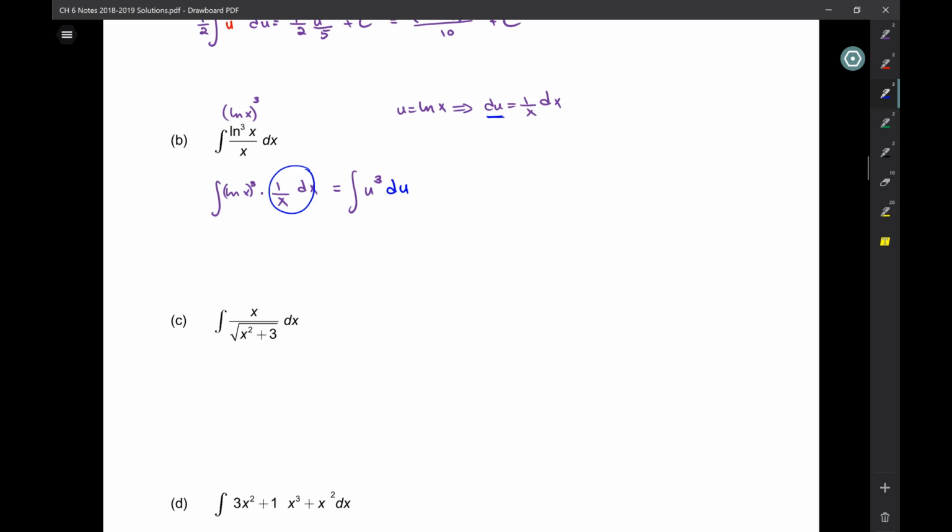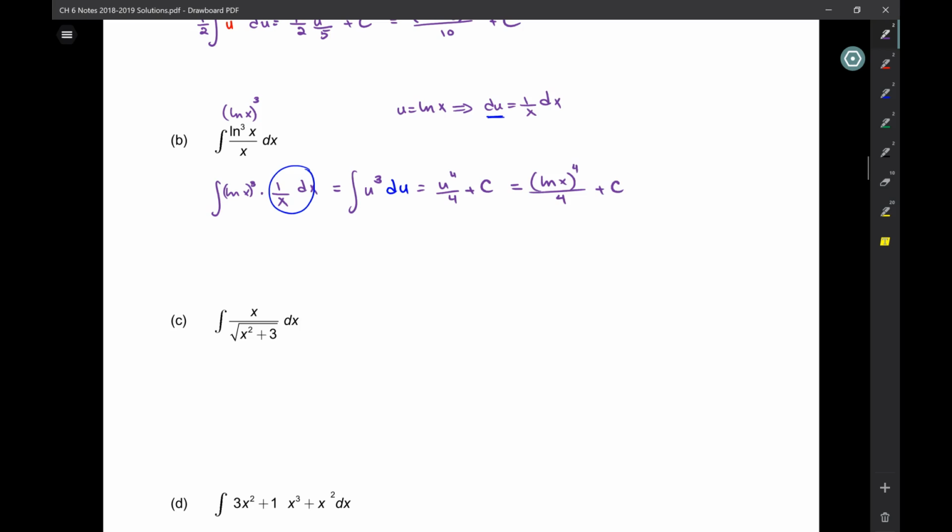Okay. So now this is u to the 4 over 4 plus c. And then, okay, so here you can write ln of x in parentheses to the 4 over 4 plus c, or you could do ln to the 4 of x plus c. It's the same. Okay?